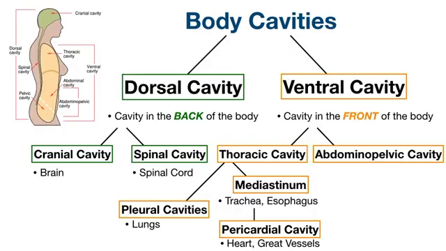Let's go back to our flowchart. We now have a good understanding of the thoracic cavity. The thoracic cavity can be subdivided into the right and left pleural cavities, which surround the lungs, and the mediastinum, which contains the heart, trachea, esophagus, great vessels, and thymus gland. Within the mediastinum, there is another cavity called the pericardial cavity, which surrounds the heart and the roots of the great vessels. Now let's move on to the abdominal pelvic cavity.